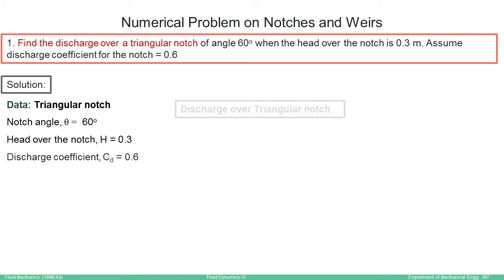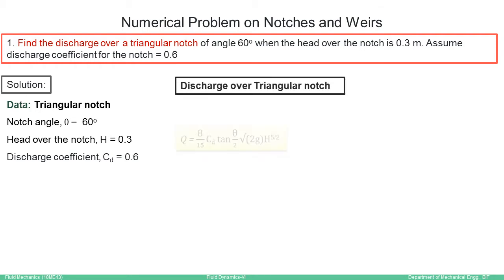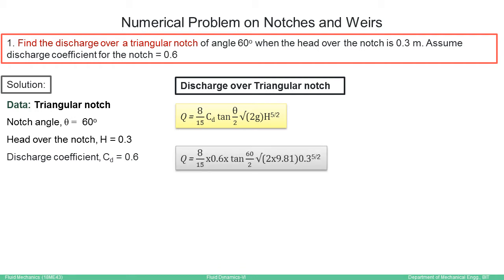This is the simplest problem where all we need is direct substitution in the equation for discharge over a triangular notch. Q is equal to 8 by 15 CD into tan theta by 2 root of 2g h power 5 by 2. Since all the parameters on the right hand side are known, you can substitute them and get the value of Q. In this case it is 0.04 meter cube per second, that is the discharge over the given triangular notch.